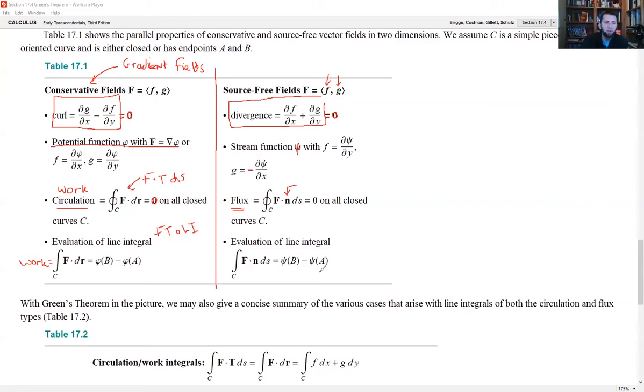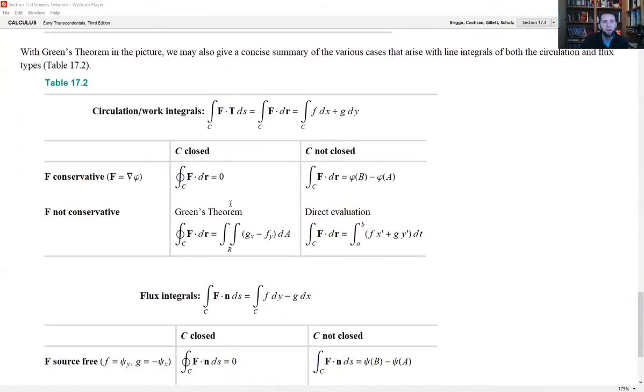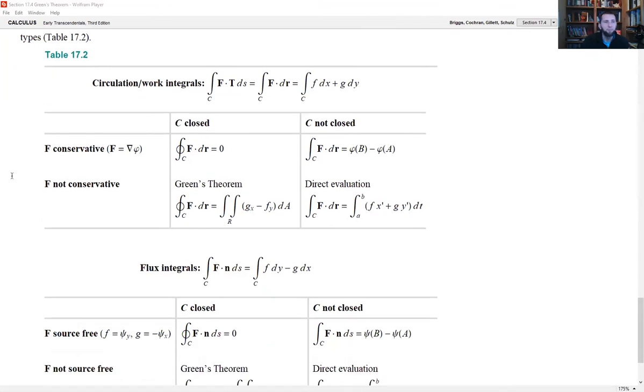With Green's theorem in the picture, we may also give a concise summary of the various cases that arise with line integrals of both circulation and flux. And so this is in the next table. So notice that if things are closed and conservative, then the work done is 0. That's nice. If it's not closed, then we use our fundamental theorem of line integrals.